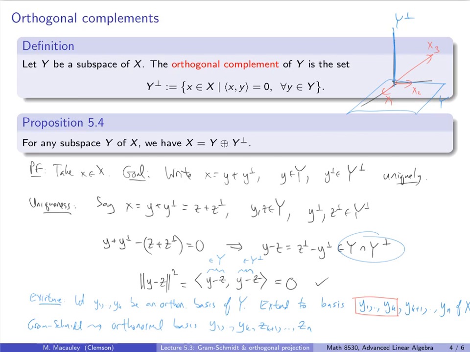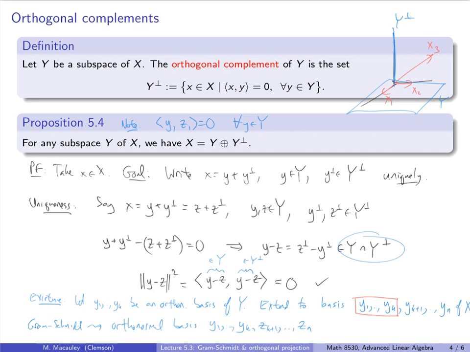Now I claim that zk+1 up to zn, all of these vectors are in y perp. And that's easy to see. Let me write that up here. Note the inner product of y with zi is 0 for all y in Y, and that's easy to see why, right? Because y can be written using y1 up to yk, and those are orthogonal to each zi.